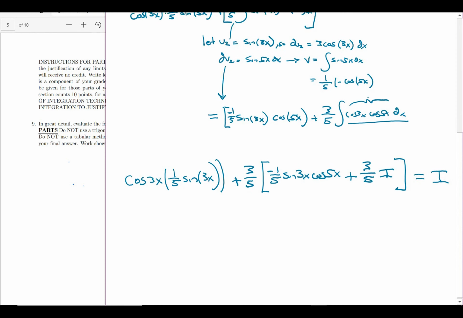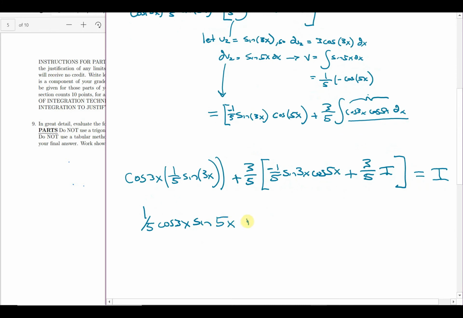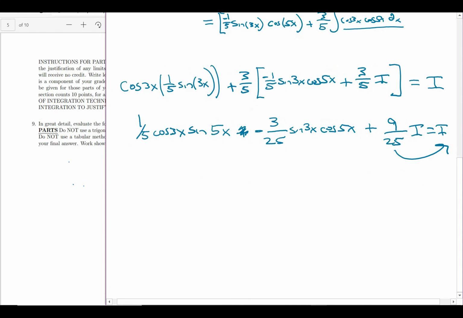So now we're going to simplify this. So we have 1/5 cosine 3x sine 5x, no, this should be minus 3/25, because we're multiplying these two together, sine 3x cosine 5x plus 9/25 I equals I. Okay, so now we're going to carry the I to this side, subtract 9/25 I from both sides, and we have this 1/5 cosine 3x sine 5x minus 3/25 sine 3x cosine 5x equals 1 minus 9/25 times I, because we just subtracted.